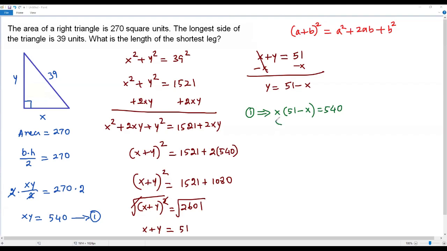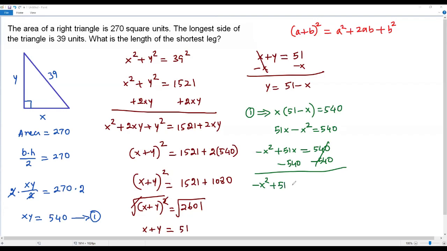Now let me distribute this x to the 51 and negative x. When I do so, I'm getting 51x minus x squared equals 540. Now let me write negative x squared first, then positive 51x equals 540. Now let me subtract 540 from both sides to get the quadratic equation in standard form. So the positive and negative 540 will cancel. I'm getting negative x squared plus 51x minus 540 equals 0. Now we have the quadratic equation in standard form.